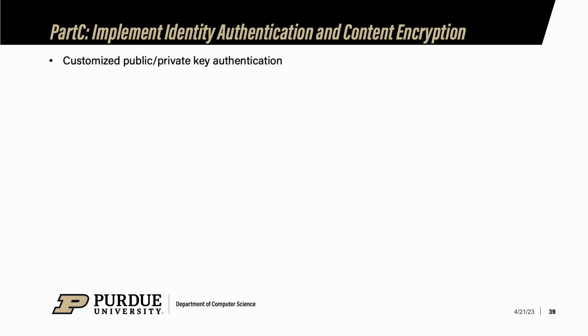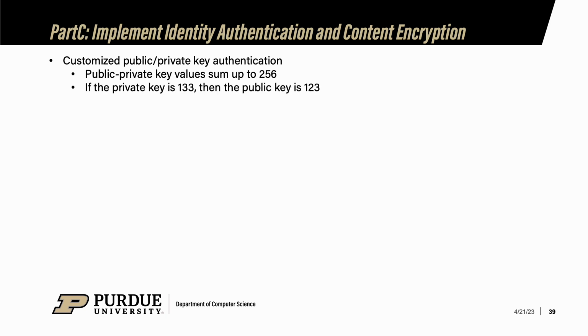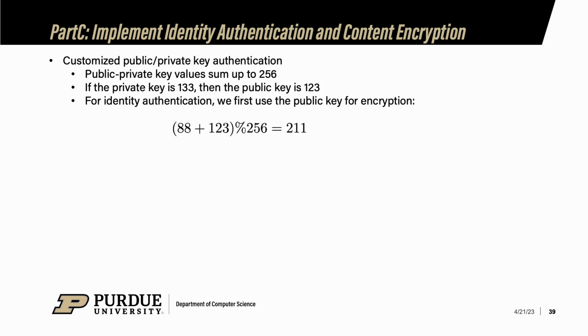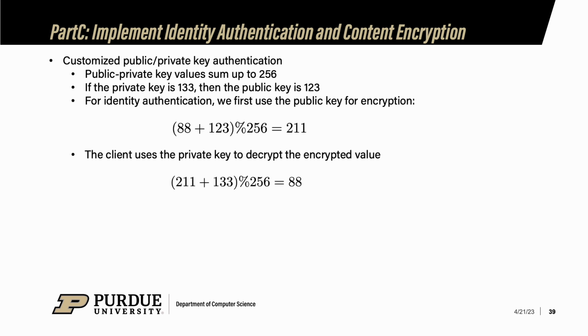Our customized public and private key authentication algorithm works in this way. First, the public and private key pair sums up to 256. If the private key is 133, then the public key is 123. For identity authentication, we first use the public key for encryption. The result is 211. The client then uses the private key to decrypt the value. The result is then 88. As the 88 is the same as the input, the identity authentication passed in the example.